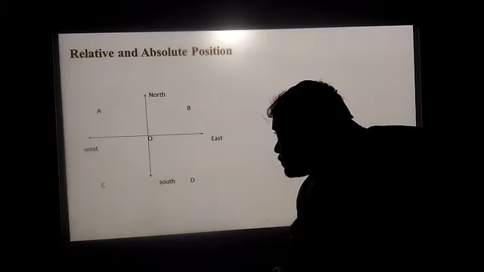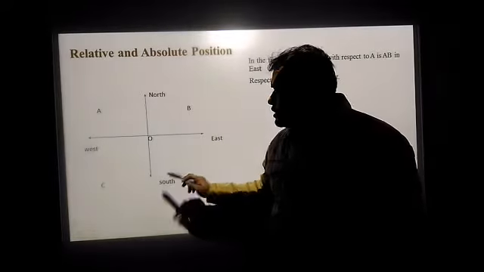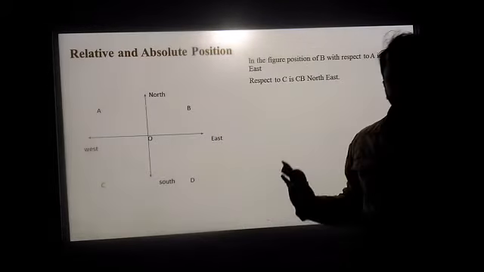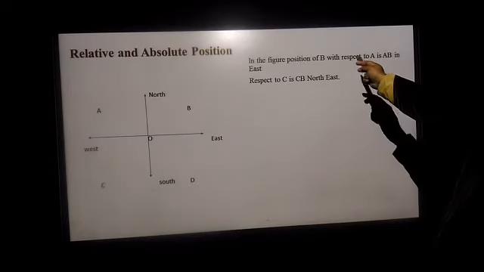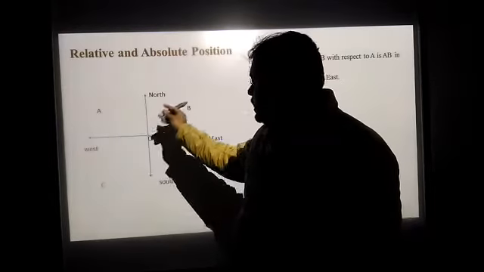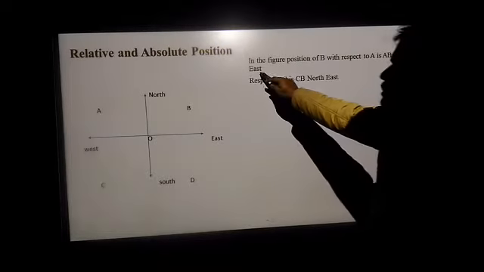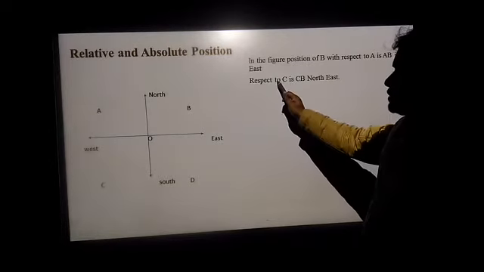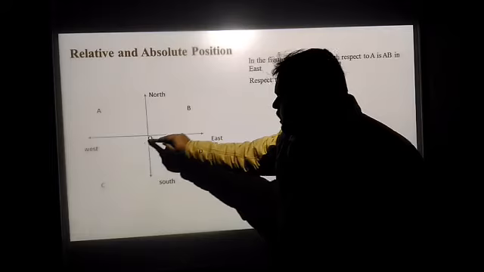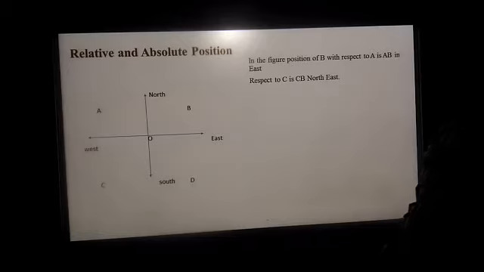So what is it? Let's take a Cartesian plane with east, west, north and south, and this is O, B, C and D. These are the reference points. In the figure, the position of B with respect to A is eastward, since B is sitting in this direction and A is in this direction. And the position of B with respect to C is in the northeast direction.